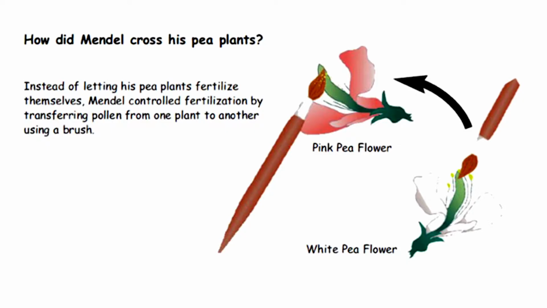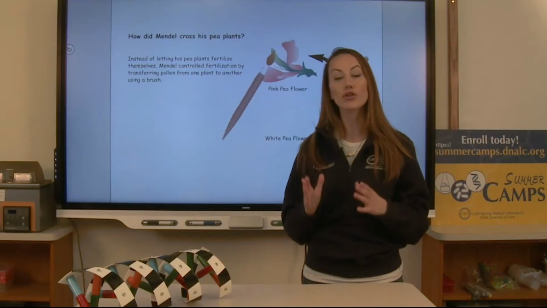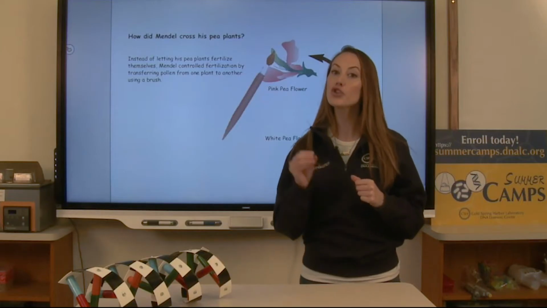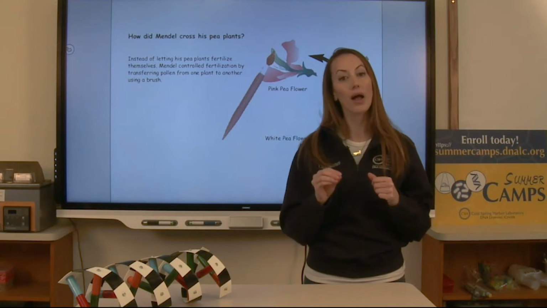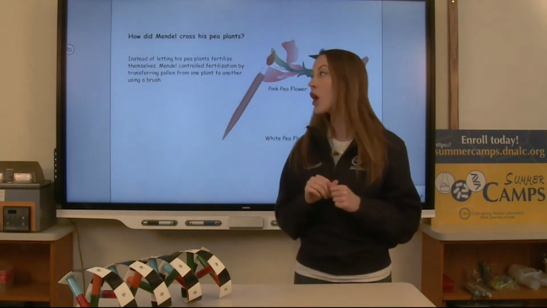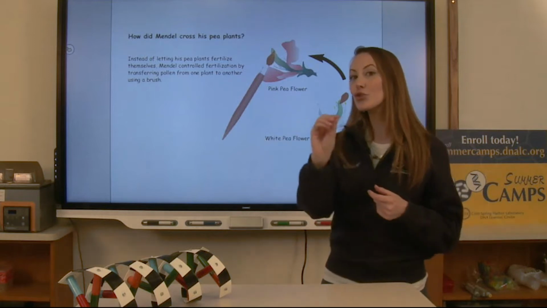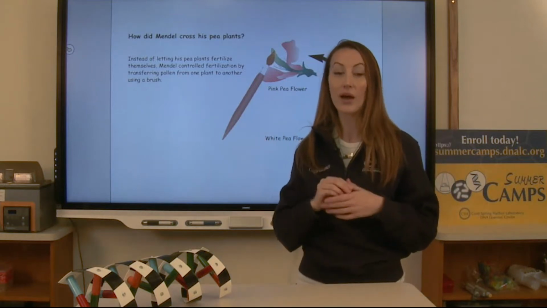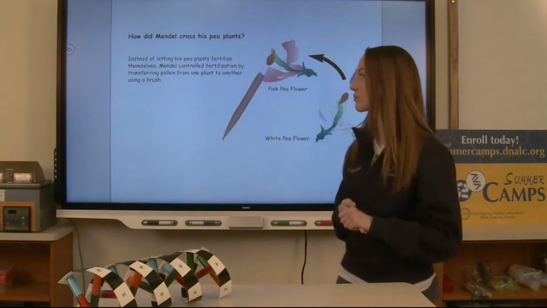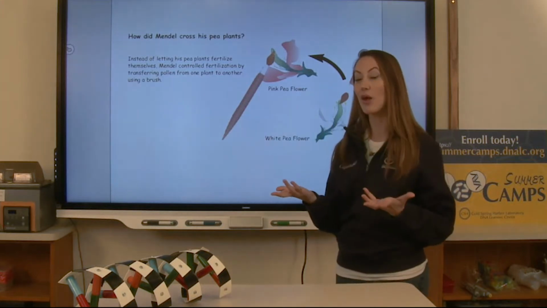He decided to take flowers from the pea plants and remove certain parts of the flower so that the flower was not able to self-pollinate. He wanted to have a controlled experiment where he was choosing which plants were pollinating with which plants. So he would collect pollen using a paintbrush and choose which other plant he was depositing it in. So let's take a look at what he found.